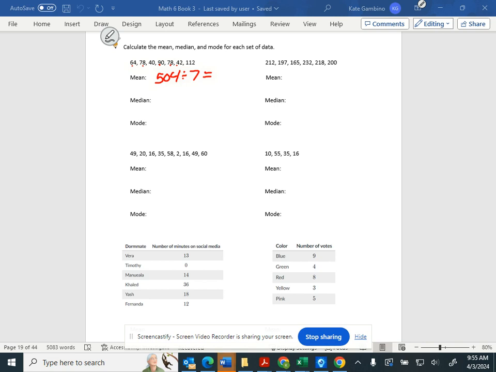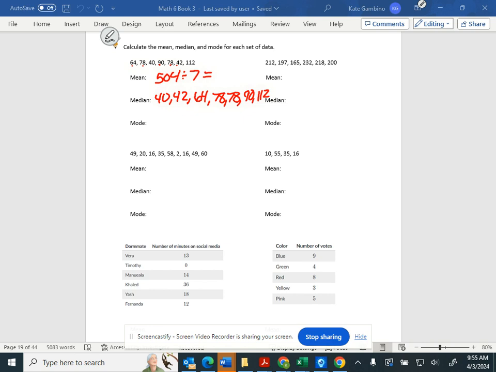For your median, I want to see you putting your numbers in order. So I want to see those numbers all in order, and then write what your middle number is. And then your mode, you're just going to write down what the mode is. Madison.